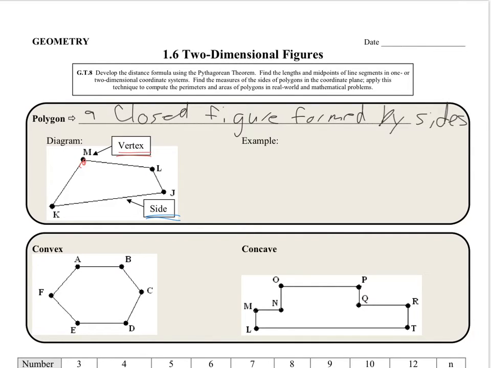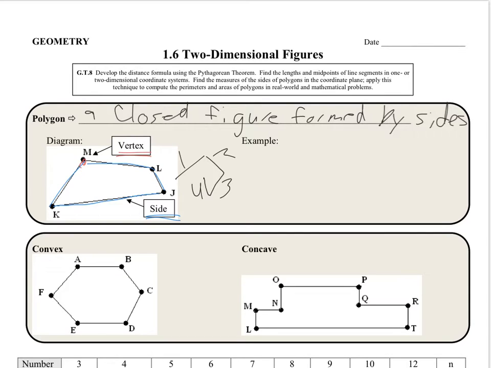Now, when we have a polygon, it has to be closed, like our definition said, which means that if M and K were to not touch J, and there was an opening, it would not be considered a polygon. So a makeshift example would be if we had a figure that looked like this. So we have 1, 2, 3, 4 sides, but they all don't connect to each other, so that would be an open figure. So that's kind of the definition of a closed figure.